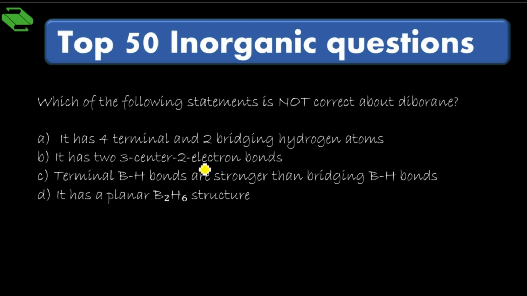Okay. Then which of the following statements is not correct about diborane? So diborane, you know, right? B2H6, very important compound. So how would the structure be, which is having a banana bond, right? So it has 4 terminal and 2 bridging hydrogen atoms. Yes. And it has 3 center 2 electron bond. That's what we are calling it as banana bond. 3C2E bond. And terminal BH bonds are stronger than the bridging BH bonds. That is also true. And it has a planar B2H6 structure. It is having the bridges which is not a planar one. So that is the answer to this question.